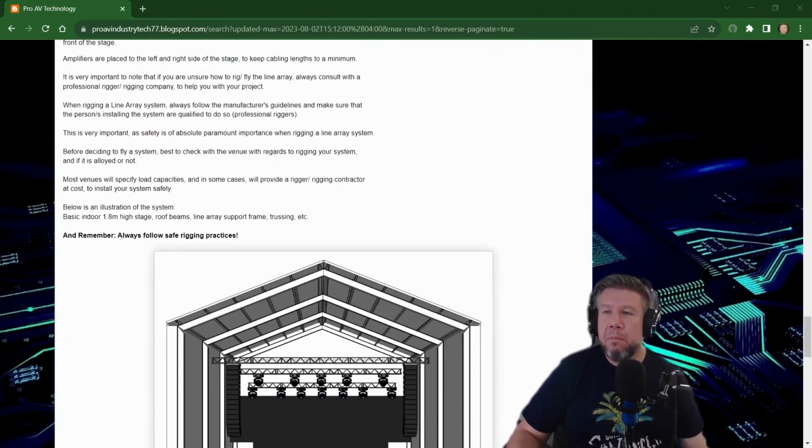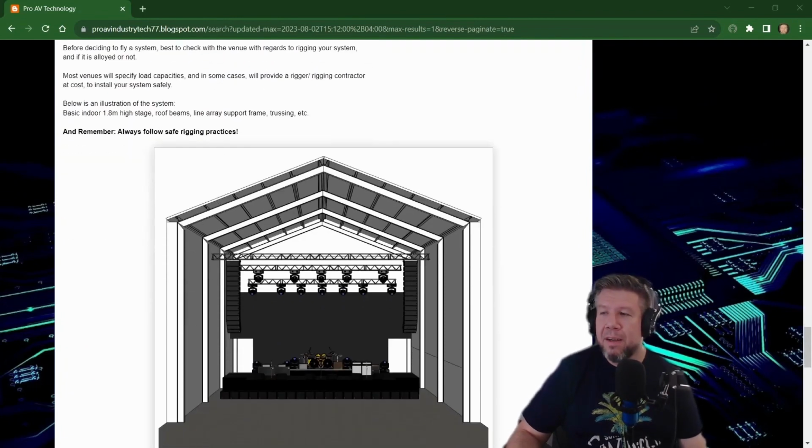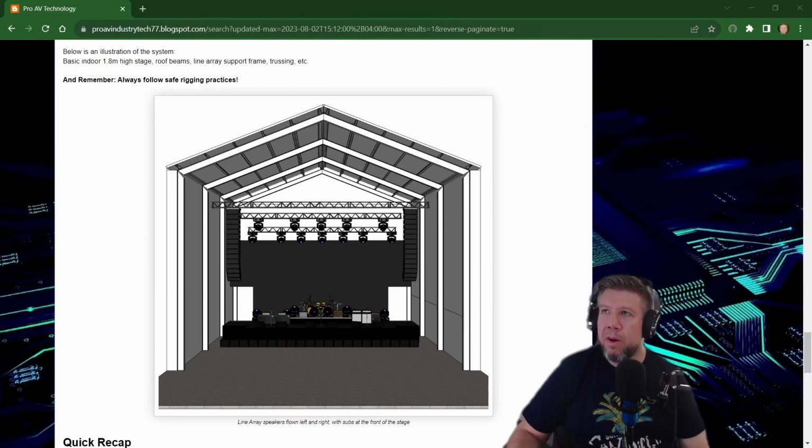Below I've got an illustration of a small stage setup I created in SketchUp. It's a basic indoor 1.8 meter high stage with roof beams, a line array support frame, trussing, and so on and so forth. You can see here primarily what a line array system could look like with a full band setup. On the left and right you've got your line array stacks, and at the foot of the stage you've got all of your subs.